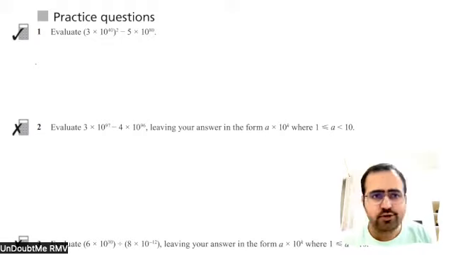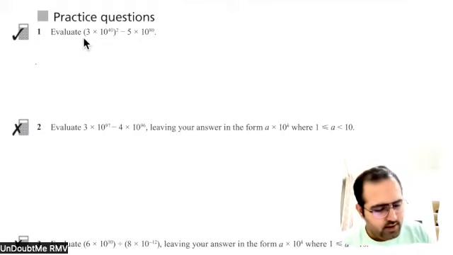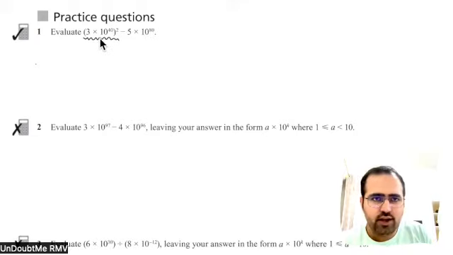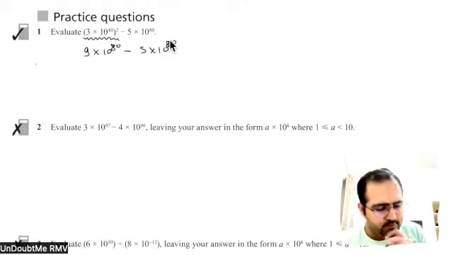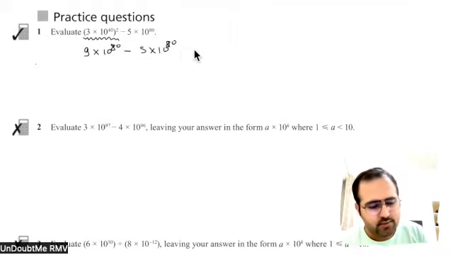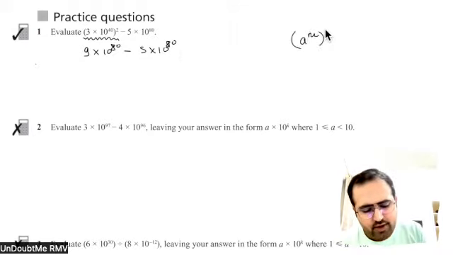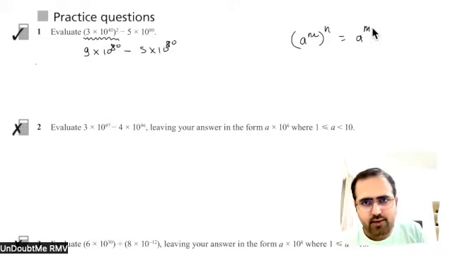The simplest approach to solve such questions is, you can see that we have 3 into 10 to the power 40, then squared. So 3 squared will be 9, and 10 to the power 40 times 2 will be 10 to the power 80, minus 5 times 10 to the power 80. We just have to use some laws of exponents. So I have used this: a to the power m times n is a to the power mn.